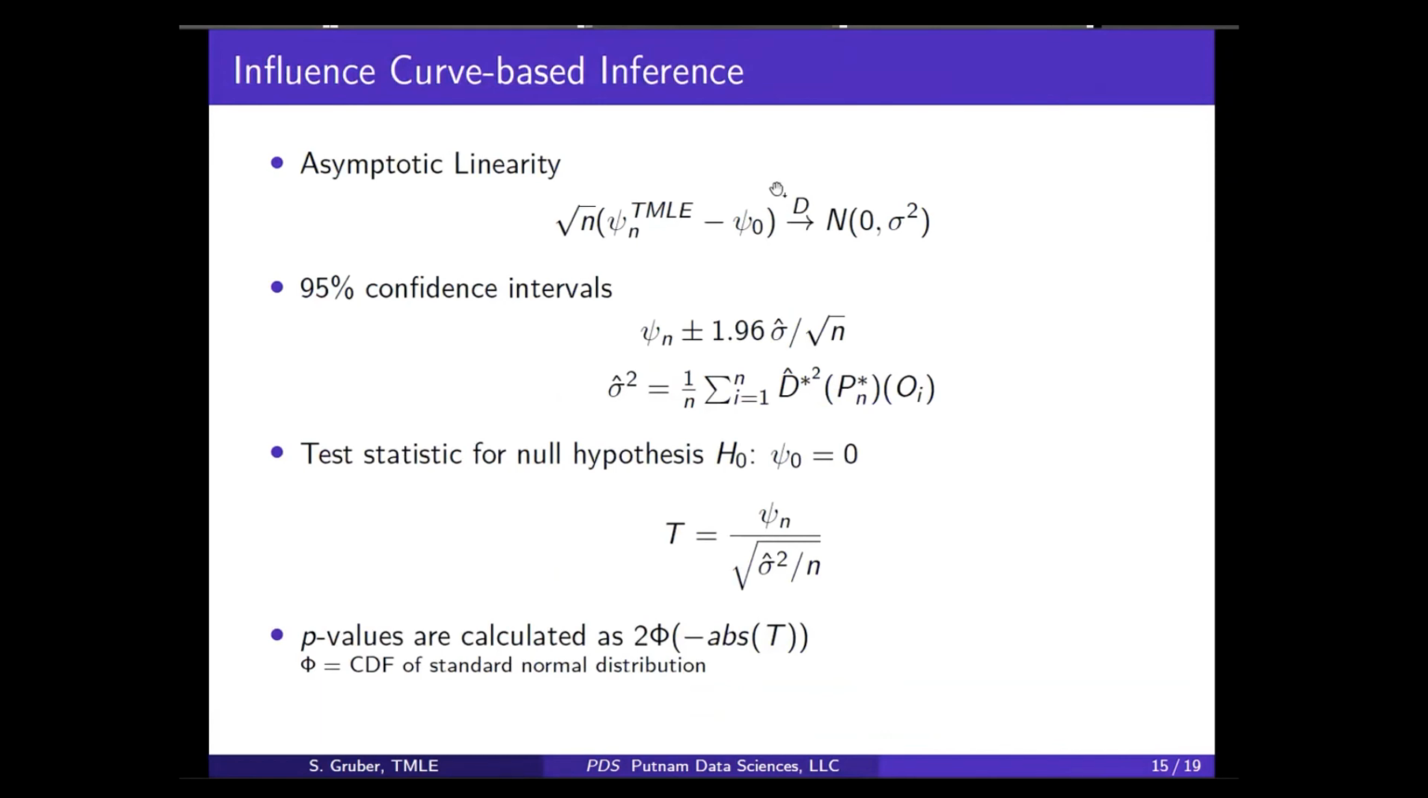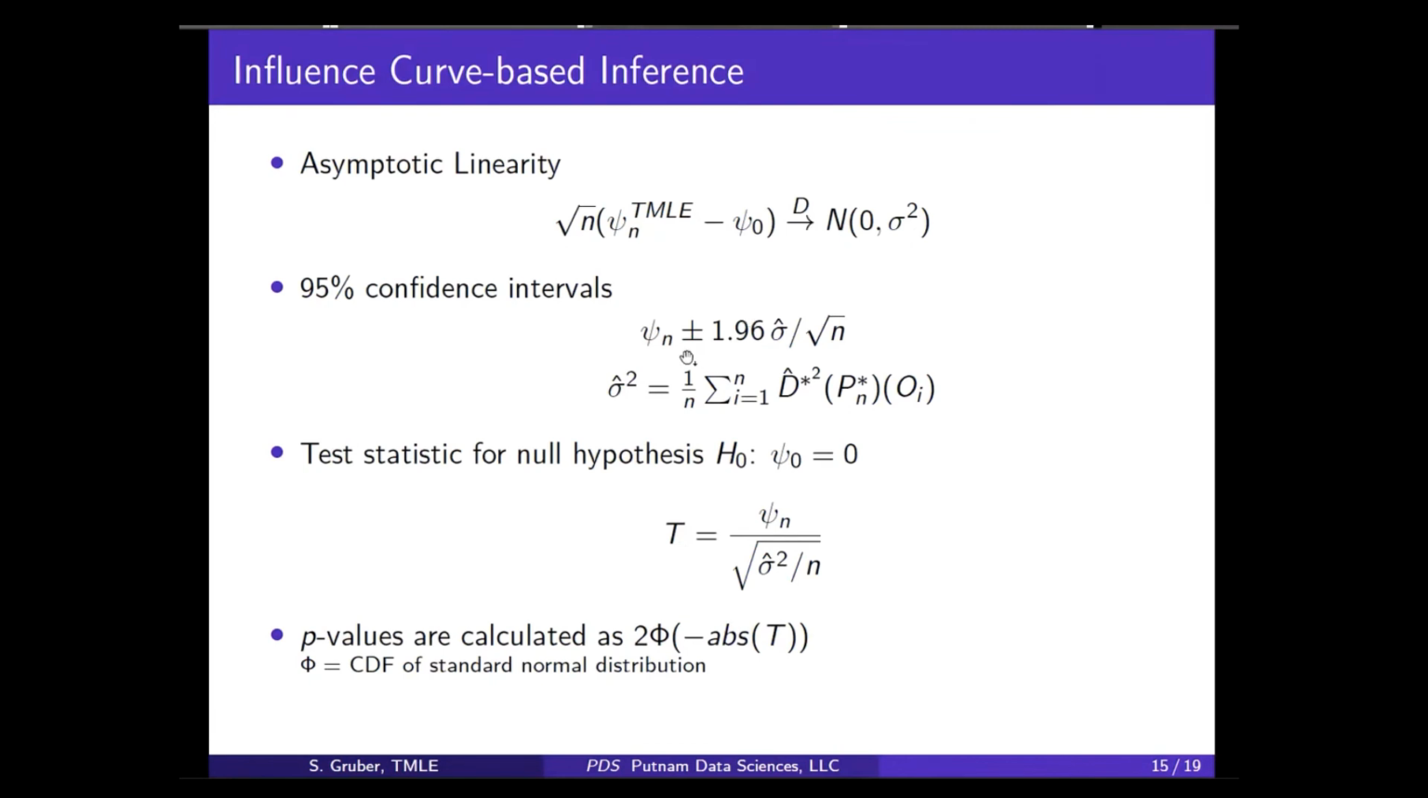So what this says is that the difference between the estimate we get and the truth, times root n, is going to converge in distribution to something that's normally distributed, mean 0. So the difference is going to be small, go to 0. And it's going to have variance sigma squared, where sigma squared is the variance of the influence function.